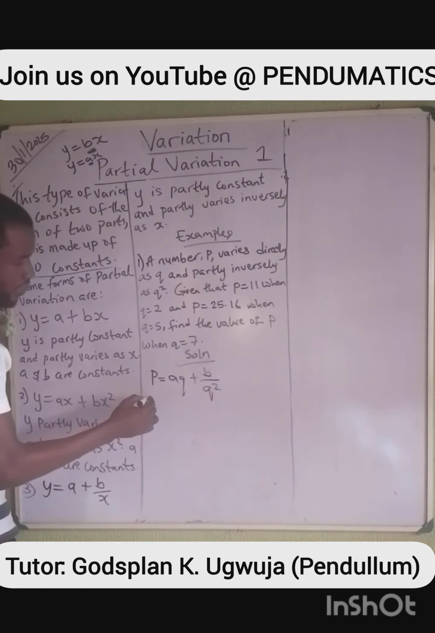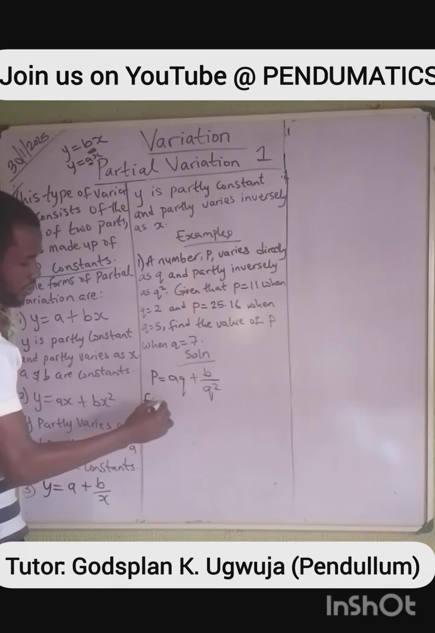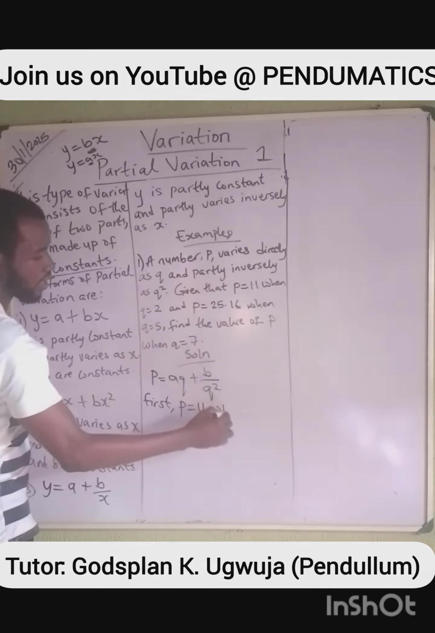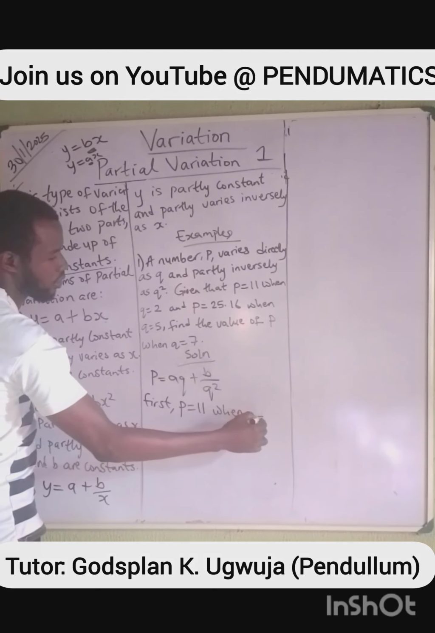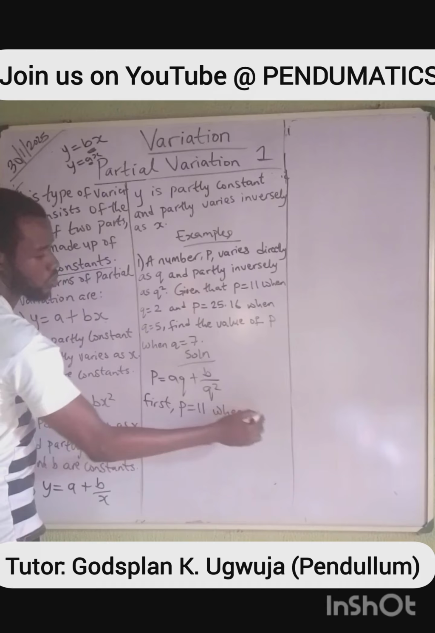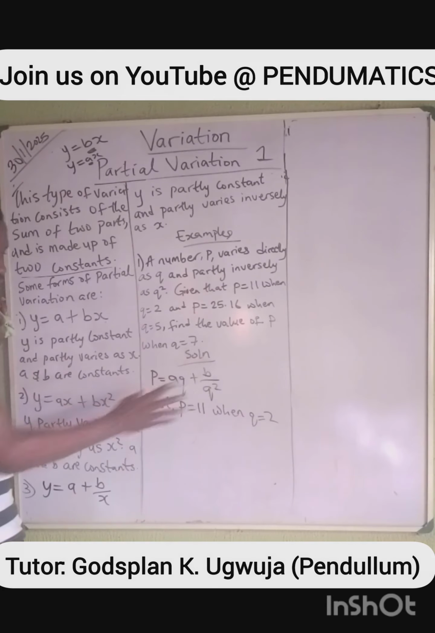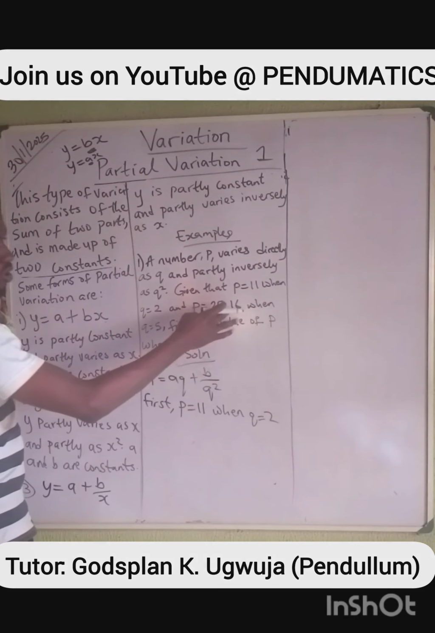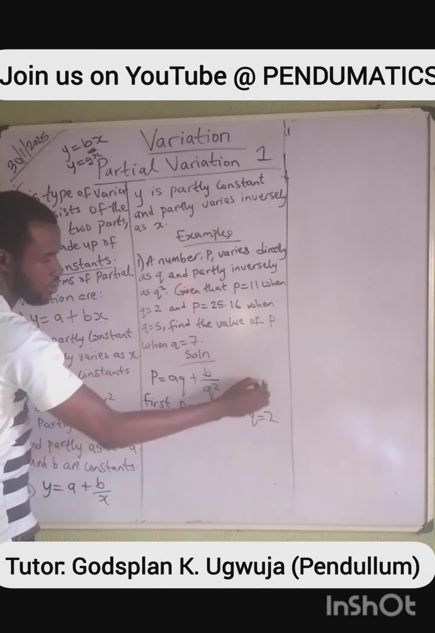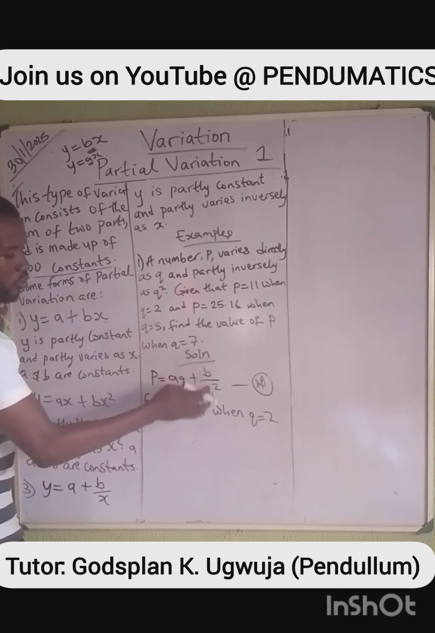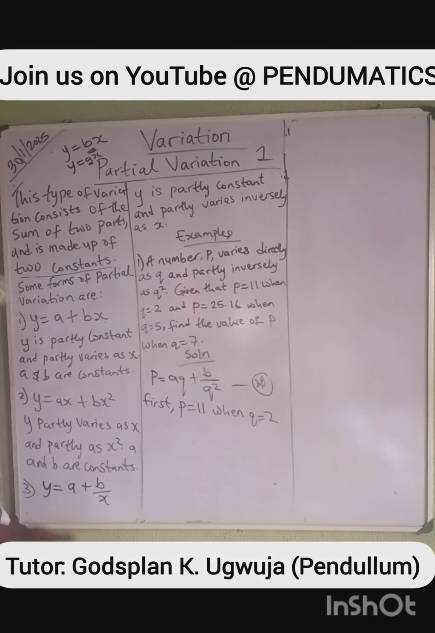So for the first set, we are told that P is 11 when Q is 2. The first set of values we are given. So we substitute this into this to get an equation. We also substitute these two into this. So let this be our original equation. We also substitute these two into this to get another equation, and then we solve them simultaneously. All right, so this will always lead you to simultaneous equations.